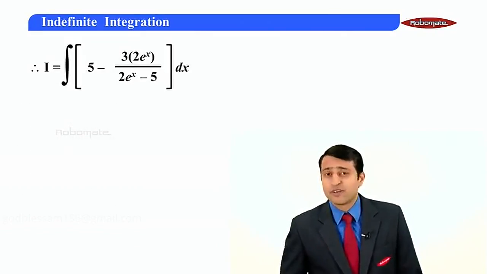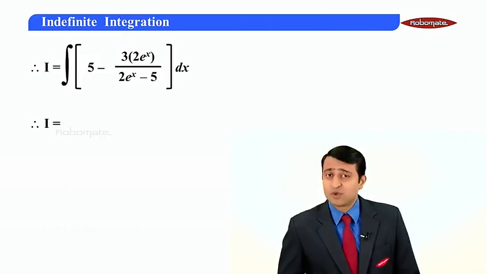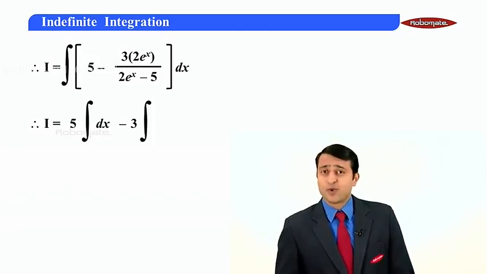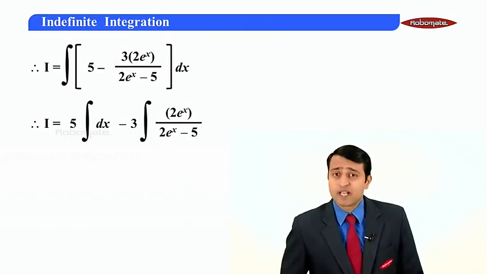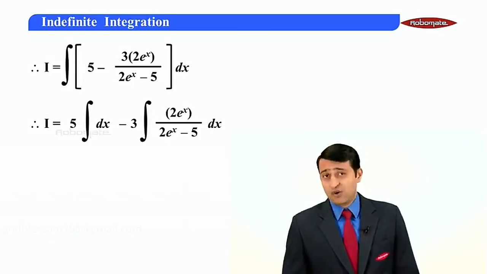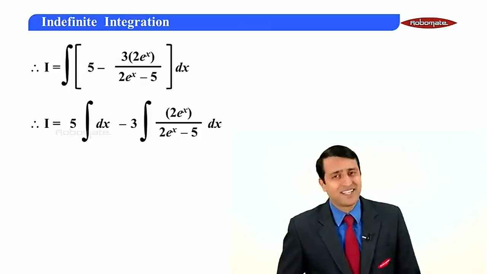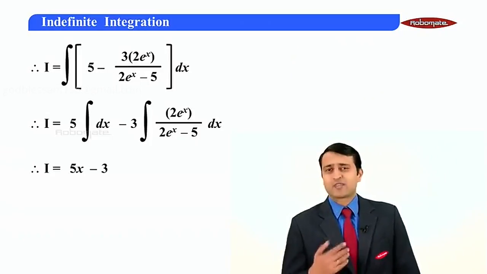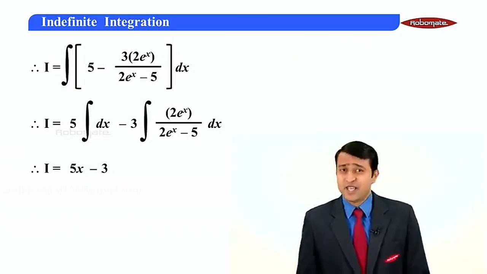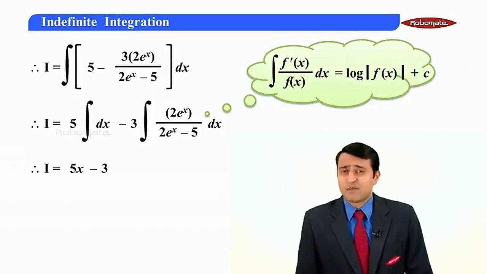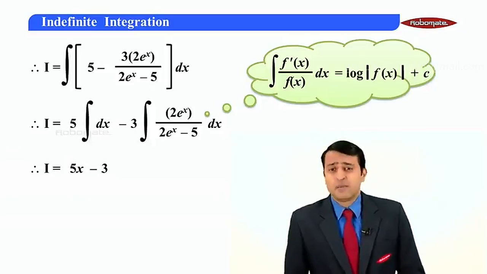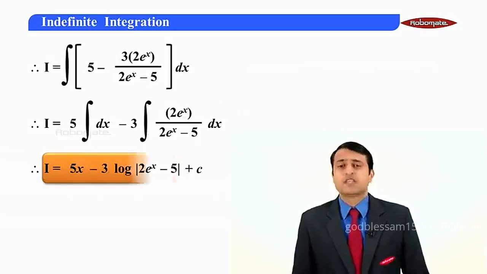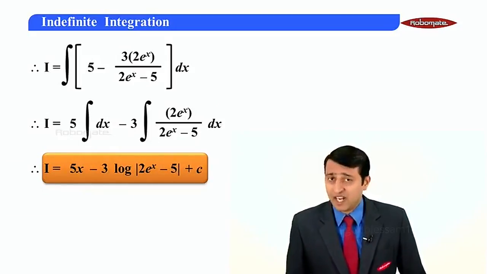So let us separate as two different integrals to get I is equal to 5 integral dx minus of 3 times integral 2 e raised to x upon 2 e raised to x minus 5 dx. Now, integral of 1 dx is nothing but x. So let us write that as 5x minus 3 times. Now my dear students, you are well aware that this integral is of the form f dash x upon f of x. So we'll write here minus 3 into log mod of 2 e raised to x minus 5 plus c. And that's your final answer.